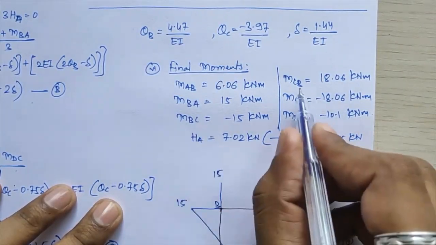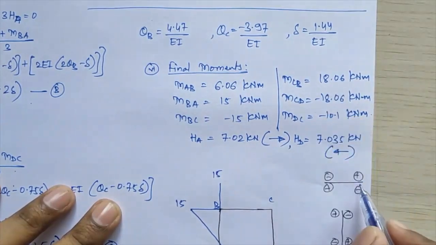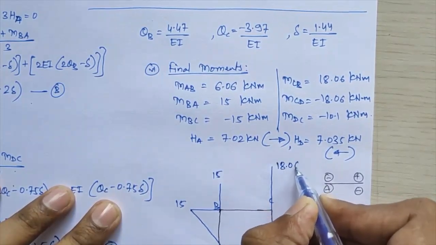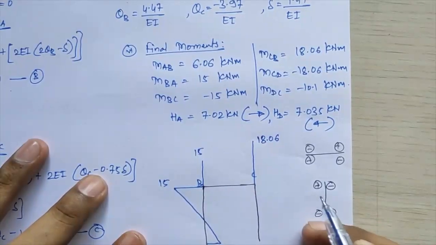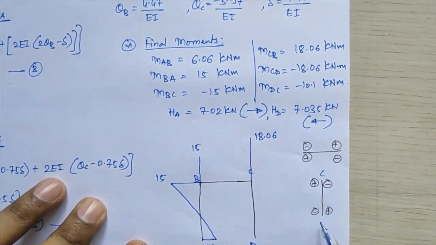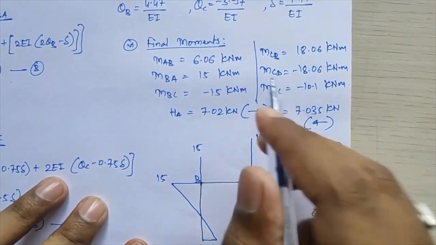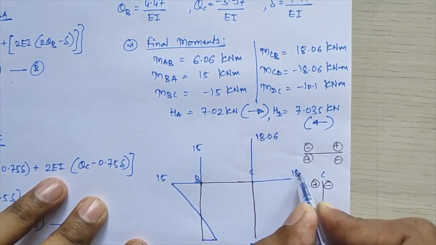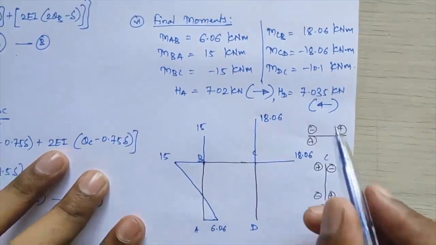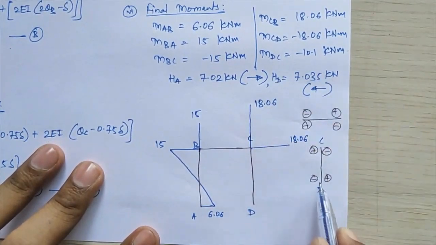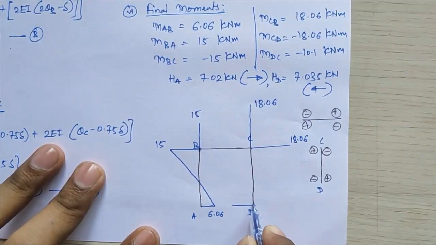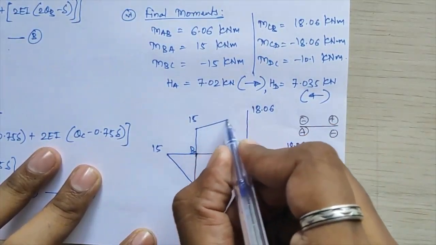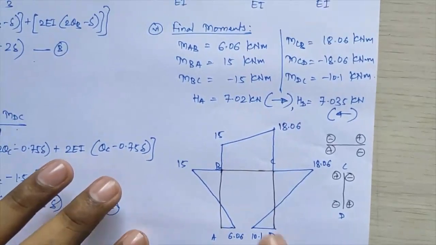Next, at joint C, MCB I am getting 18.06, positive, so again at point C it will be on the upward side, 18.06. Next is again a vertical member, with C and D over here. MCD I am getting as minus 18.06, so it will be on the outward side, 18.06. And the last moment is minus 10.1, which will be somewhere internal, here. You have to join this by a straight line, and this again by a straight line. These are your support moments.